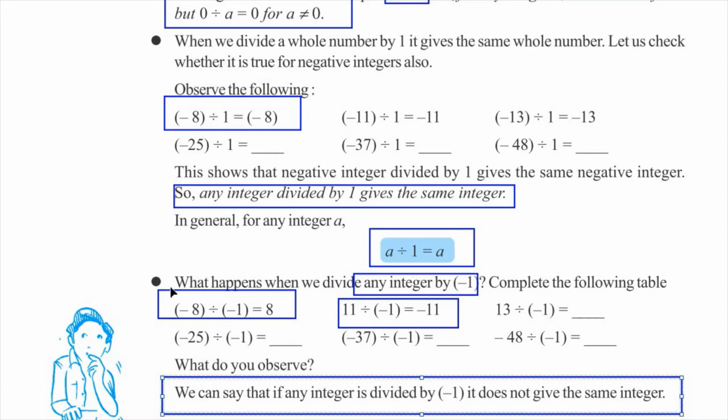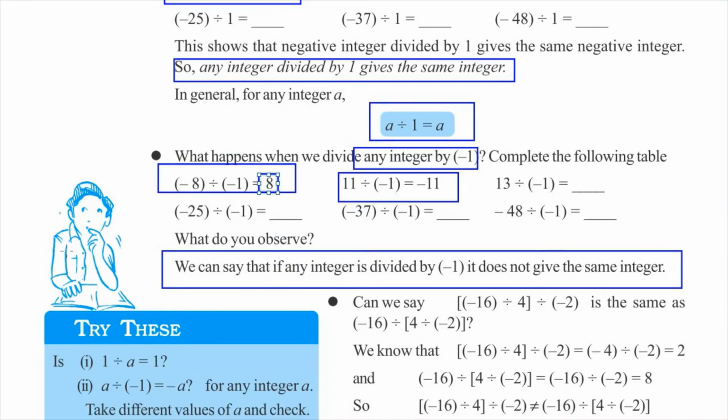So here the property or the claim in question was, does division by minus 1 also have the same property as division by plus 1? The answer is no, because we have so many examples here where division with minus 1 is giving us a different integer. In particular, it gives us the same integer with the sign flipped, or its additive inverse. So division by minus 1 does not give us the same integer.